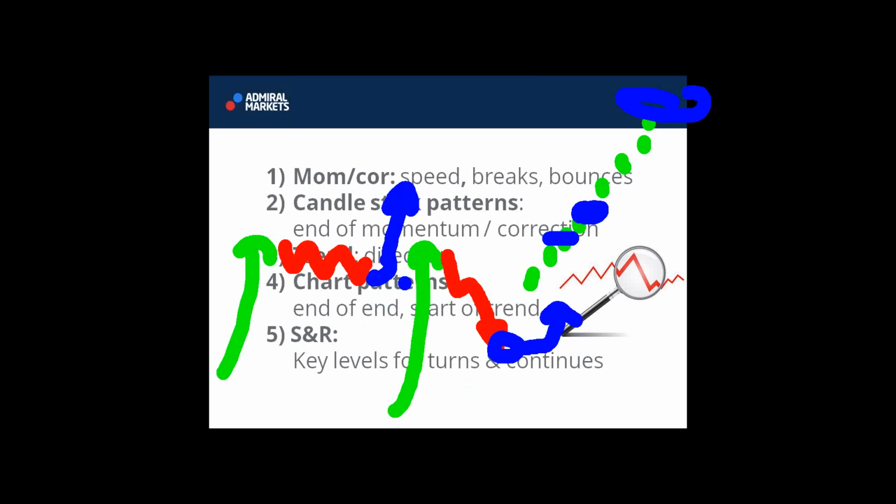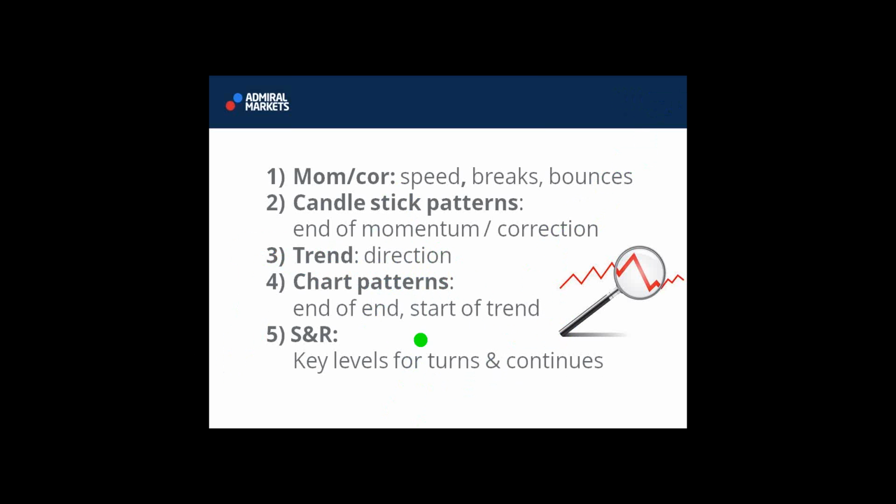So you can already gauge, with the speed and by comparing several swing highs, what could be the next one. You can look at the speed here, the upside of course is dominating, and then look for breaks and bounces just based on that. Then the candlestick patterns will show perhaps the end of momentum or the end of correction.